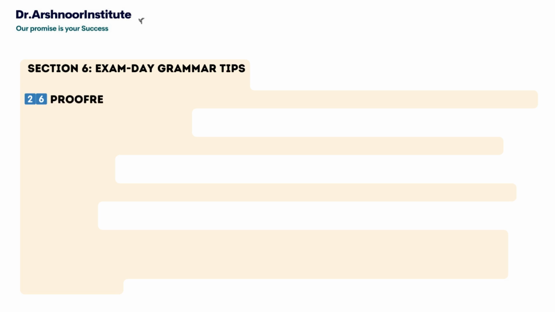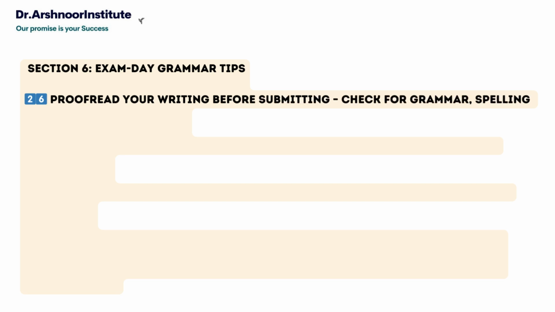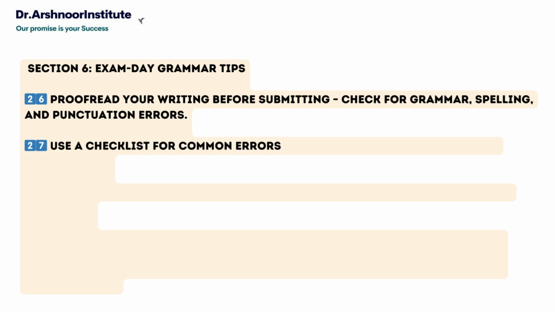Now section 6 is the exam day grammar tips, and be conscious about this. 26th is proofread your writing before submitting. Check for grammar, spelling, and punctuation errors. Many times students can correct many of the errors by themselves, and this will reduce the risk of losing score in your exam.